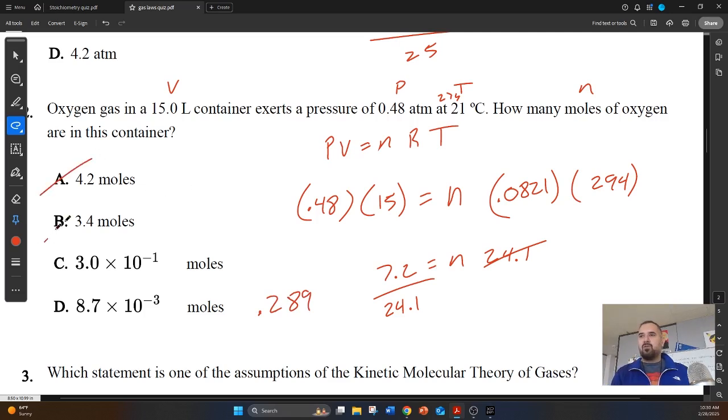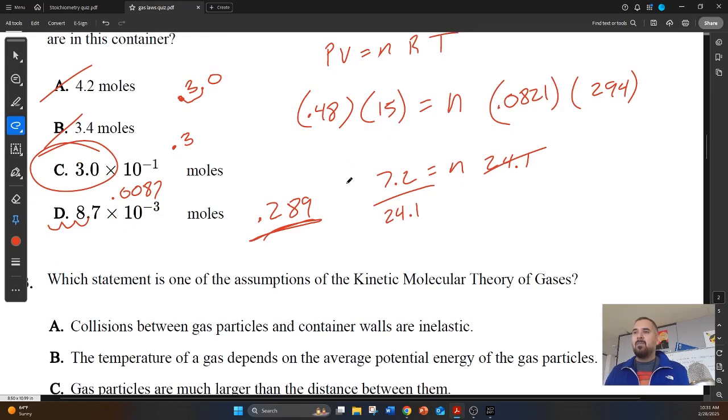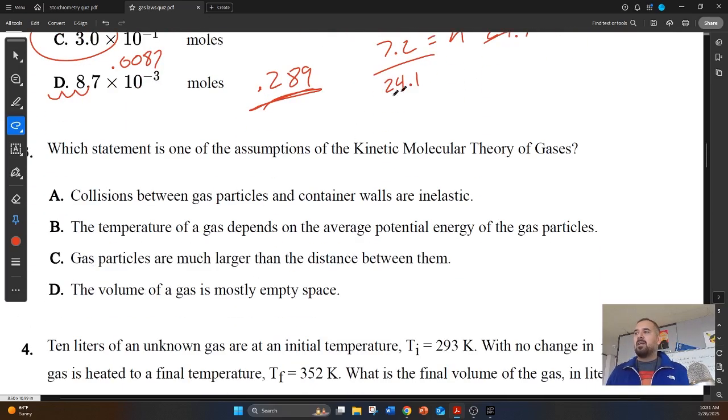Now we look at our answers. We know it's not 4.2. We know it's not 3.4. That leaves us with these two. So 3.0 times 10 to the power of minus 1. You move your decimal point over one space, and this answer is actually 0.3. This answer is, we move our decimal point 1, 2, 3 spaces, 0.0087. So here, our answer is C. It's just this, but it's rounded up. Just know that they could plug in scientific notation at any given point, so expect it. Let's move on to the next question.